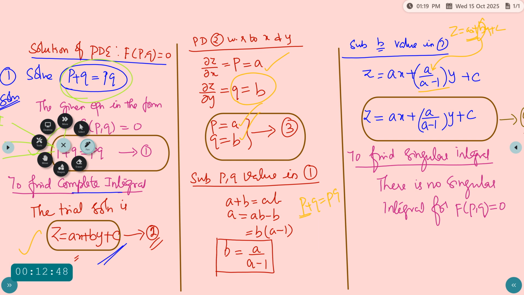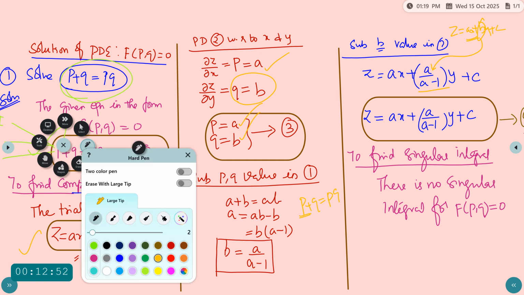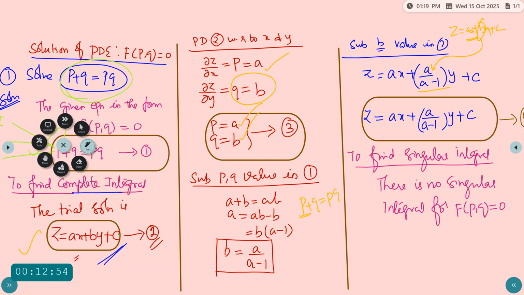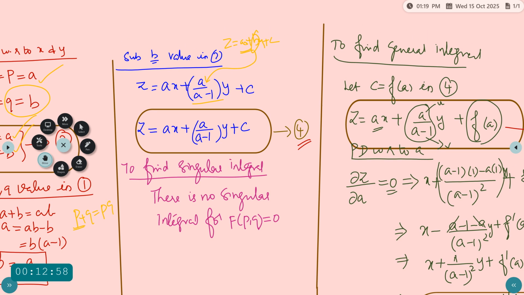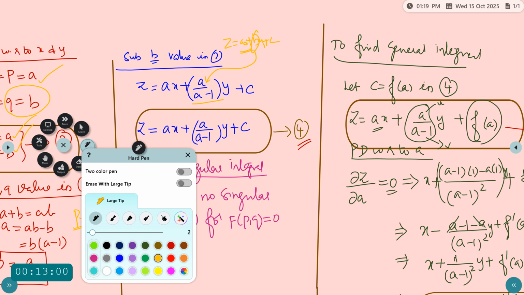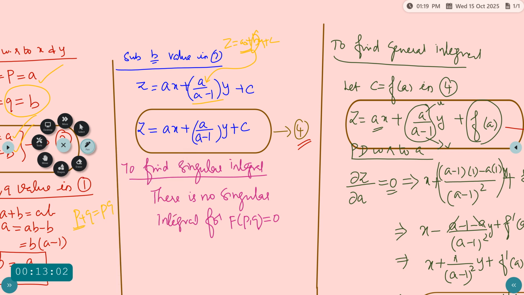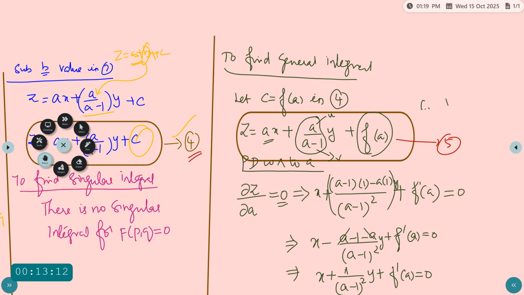Now, this particular type of PDE has no singular solution, so you just leave it. Then move on to the last integral, that is the general integral. How can we find the general integral? At last, we get equation number 4. In equation number 4, put c equal to f of a. This equation is considered as equation number 5.